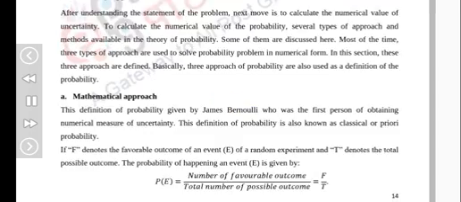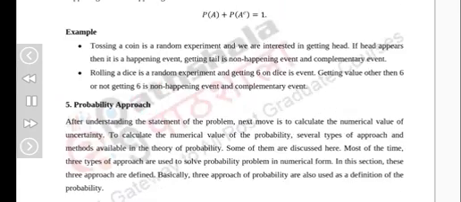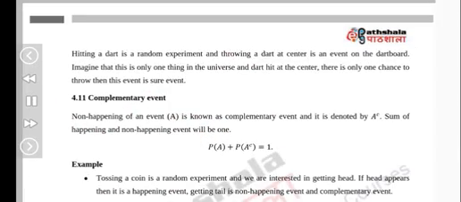Example. Hitting a dart is a random experiment and throwing a dart at the center is an event on the dartboard. Imagine that this is the only thing in the universe and the dart hits the center. There is only one chance to throw, then this event is a sure event.